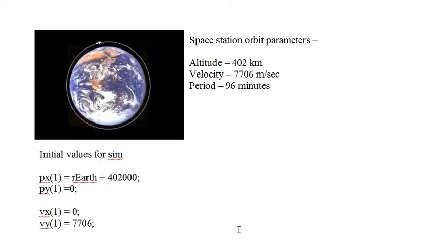We'll start the satellite on the horizontal axis. So its initial x coordinate will be the radius of the Earth plus 402,000 meters, and its y coordinate will be 0. We'll give it initial velocity in the y direction, that is straight up looking at the graph. So the x component of velocity is 0, and the y component is 7,706 meters per second.